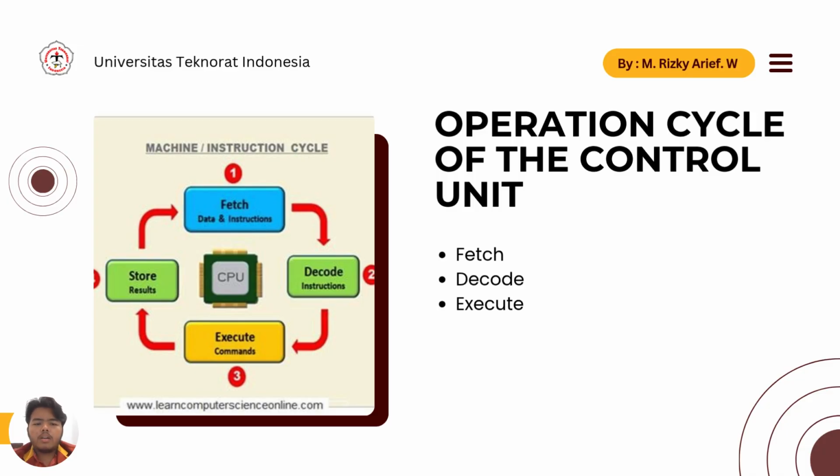Operation cycle of the control unit. The control unit works in a cycle called the instruction cycle. It starts with fetching the instruction from memory, then decoding it to understand what operation is needed. And finally, executing the instruction by sending control signals to the right components. After that, the processor repeats for the next instruction.